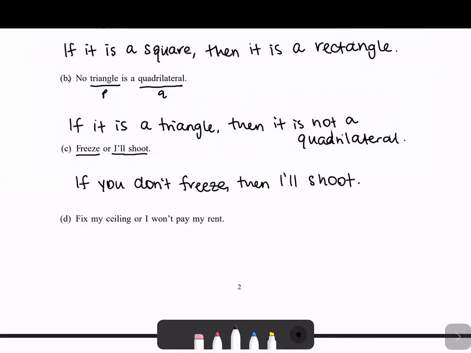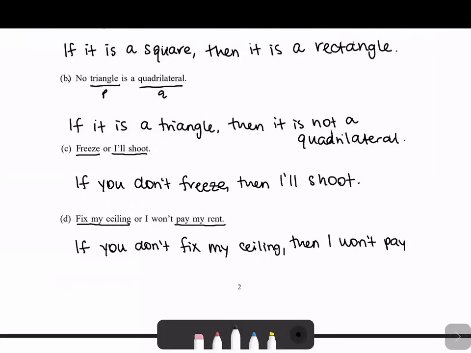Okay, D. This one is similar to the one above it. The two things we're talking about are fixing my ceiling and paying rent. If you fix my ceiling, we're fine, but if you don't fix my ceiling, then I won't pay my rent. So if you don't fix my ceiling, then I won't pay rent. This one is really similar to the one above it.